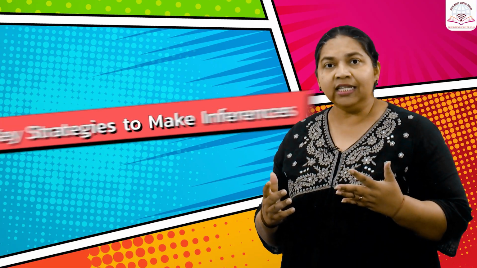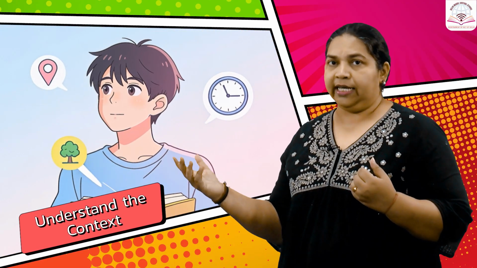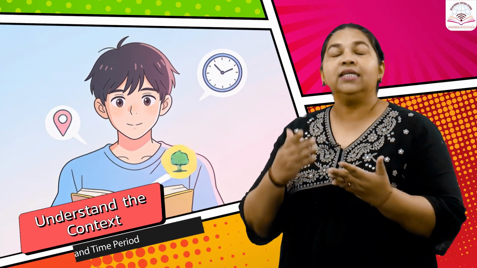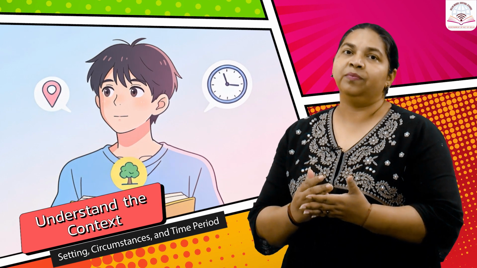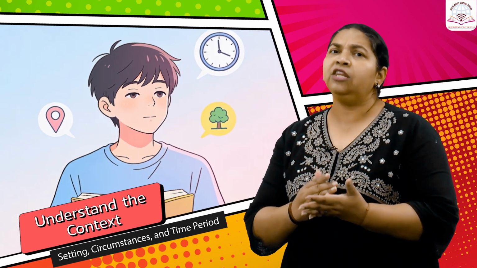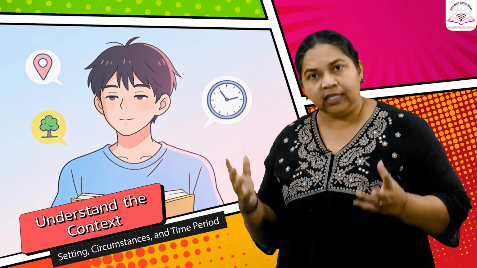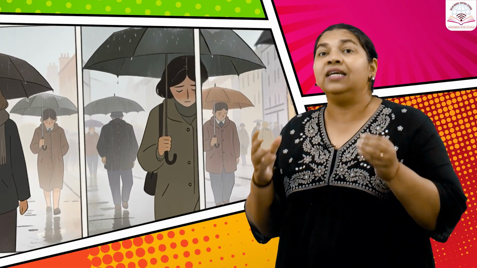The first one is to understand the context. It includes the setting, circumstances, and time period. So, before making any inferences, we have to understand these. Imagine you are reading a story which is set in a town that is rainy and gloomy. This might help us in inferring that the people involved might be feeling sad or trapped.